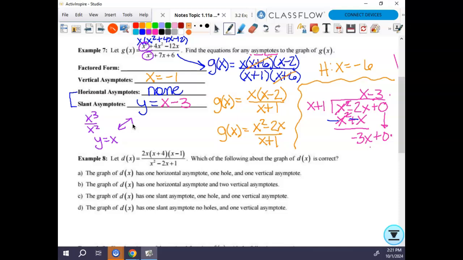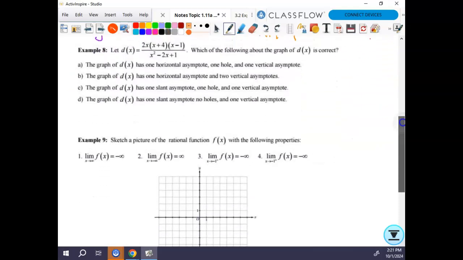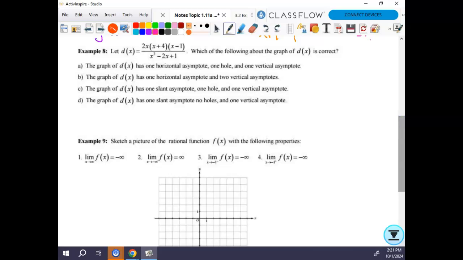All right. Example 8 is kind of similar to that one we worked at the beginning. So I have this function, and it says, which of the following about the graph is correct? Now, from all the College Board stuff I've seen for AP Pre-Cal, I haven't yet seen any questions where they say, which one is not correct, or which one is not the answer. Don't y'all hate questions like that? Yes.